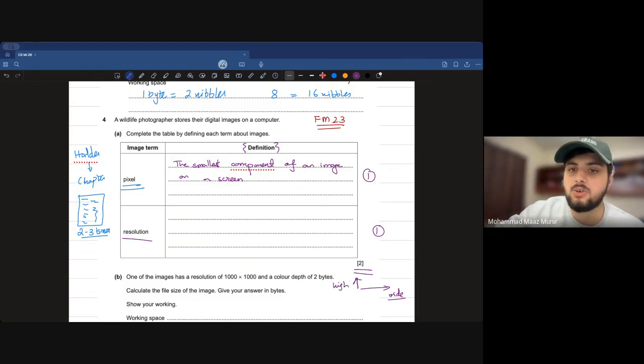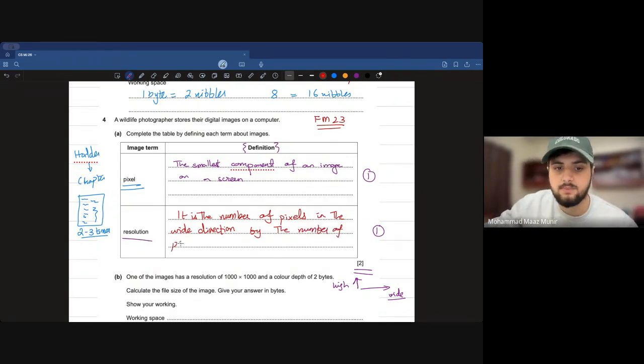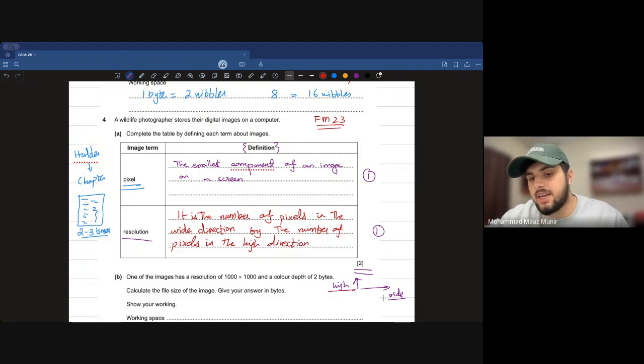So if I have to define resolution, I could do it in a way that it is the number of pixels in the wide direction, which basically means the horizontal direction, by the number of pixels in the high direction. And this term by up here means that you are saying to multiply the number of pixels in the vertical direction with the number of pixels in the horizontal direction.